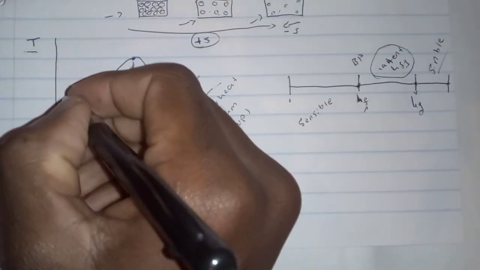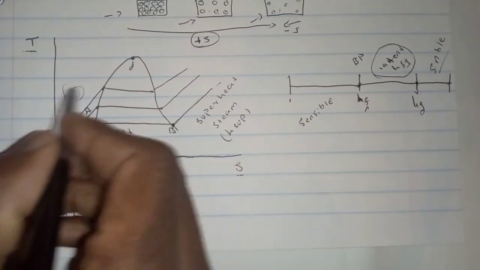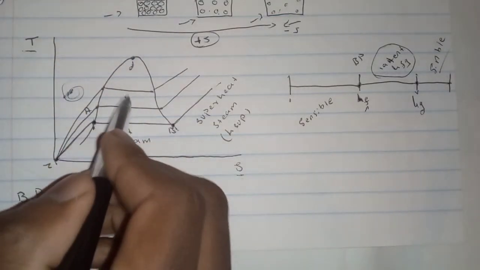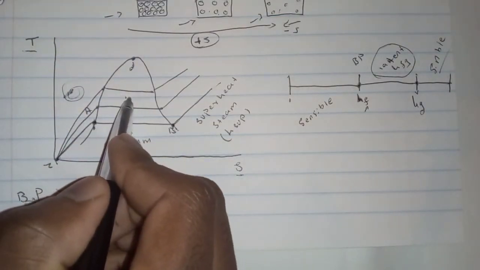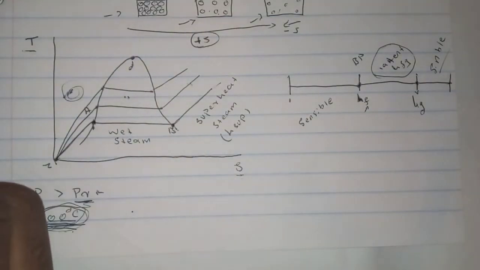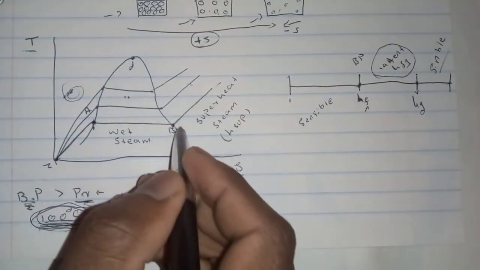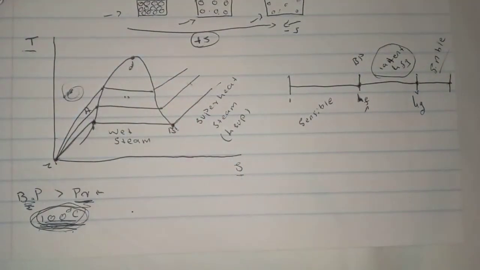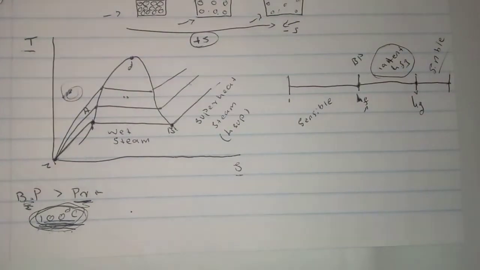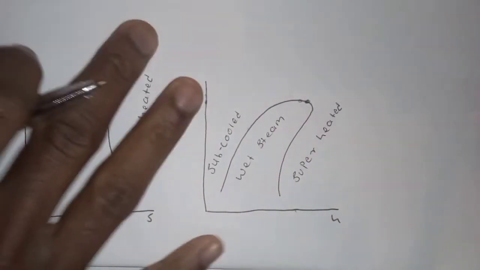We know this part is the subcooled region, which is temperature lower than the saturation temperature. In here, that is where we have wet steam. Out here, that is where we have superheated steam. This line represents the saturation temperature. This line represents dry saturated. So we will end up with two diagrams like this.